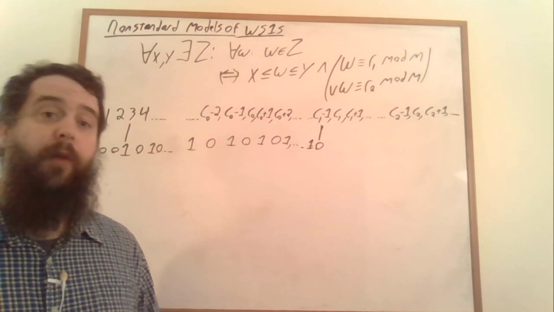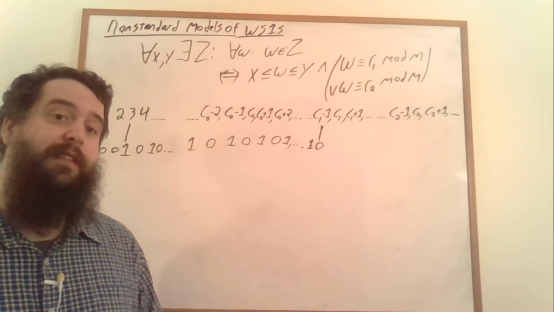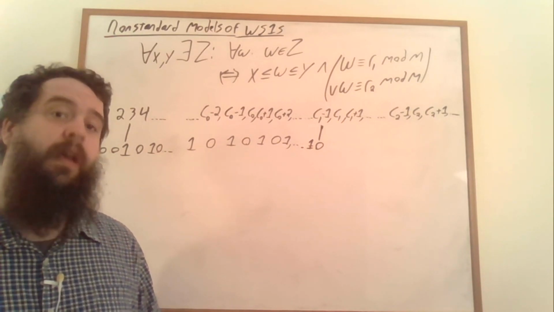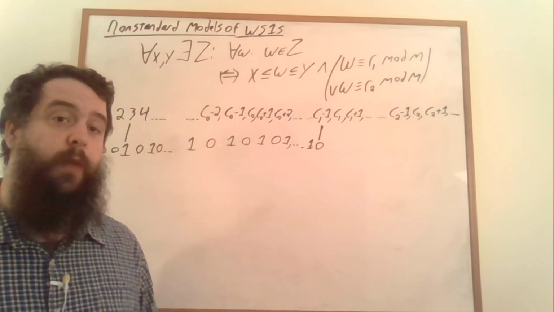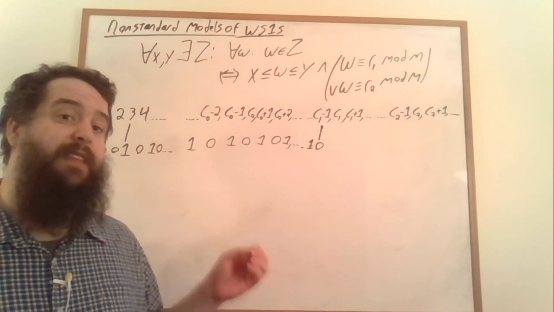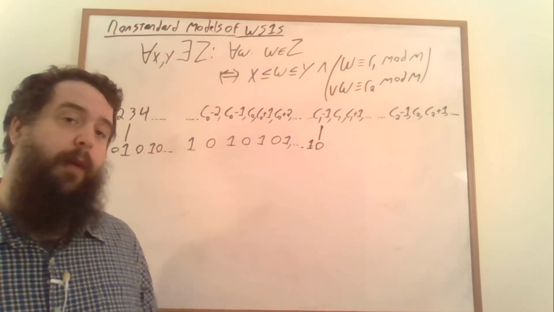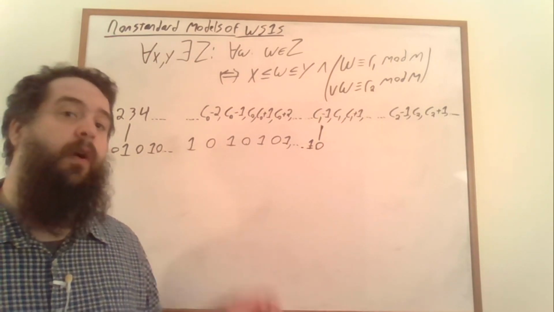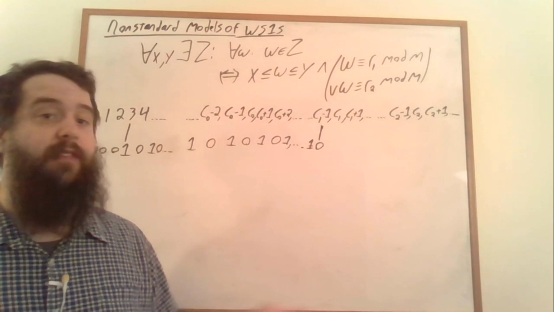I'd like to take a moment to talk about a really interesting distinction between modular arithmetic in Presburger arithmetic and modular arithmetic in weak S1S. In arithmetic, we can talk about whether a number is even or odd by talking about whether there exists an x such that x plus x is that number, or x plus 1 is that number.